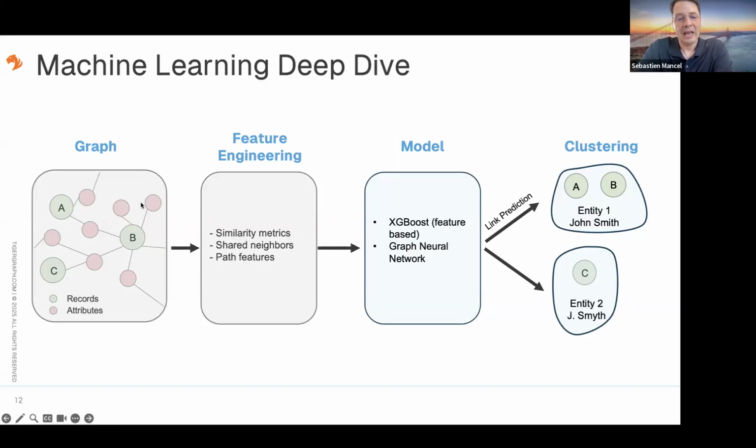For example, A and B are predicted to be the same person, John Smith, while C is recognized as a separate entity, J Smith. Now, the key point here is that graph gives machine learning much, much richer input data. Instead of relying only on isolated attributes, the model sees the network context, which makes it both more accurate and more explainable.